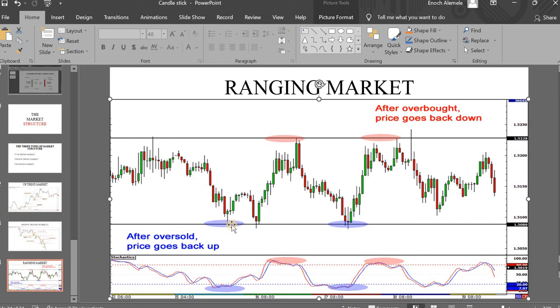Or you can also buy from here. As price gets to the support, you buy from here, and you wait for price to go up to the resistance, then you get out of the market. So you'll be trading it up and down, up and down.